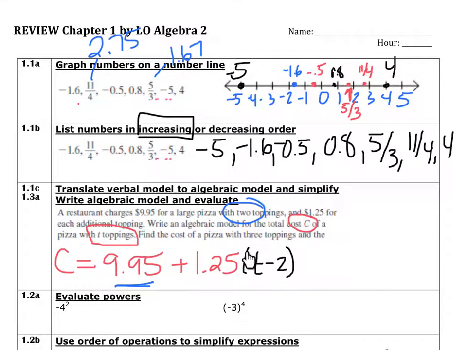The reason I know is if I put in here for T 2 right now, if I ordered a 2 topping pizza, 2 minus 2 is 0, and this cost here won't be added on. It'll tell me it's $9.95, which is correct.